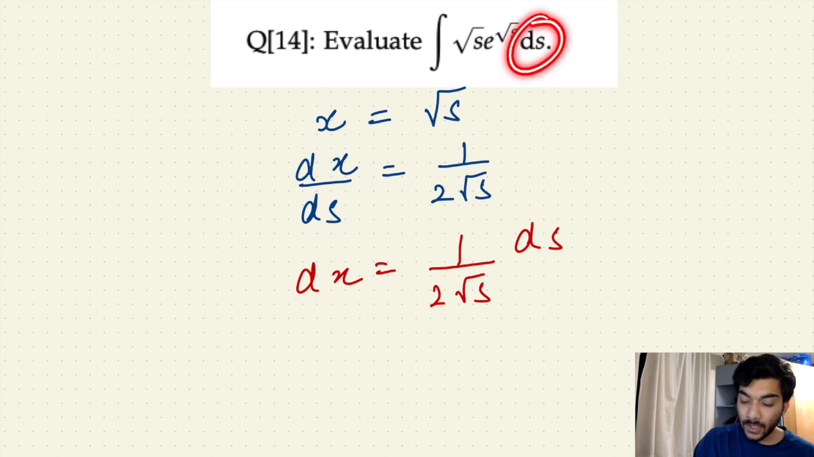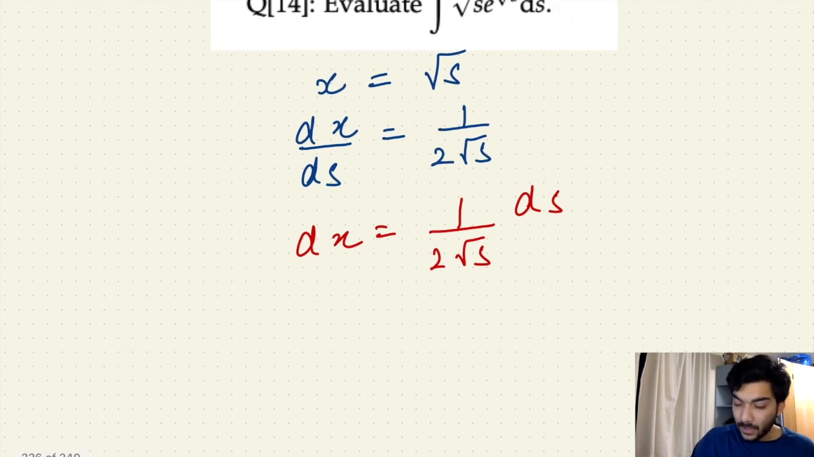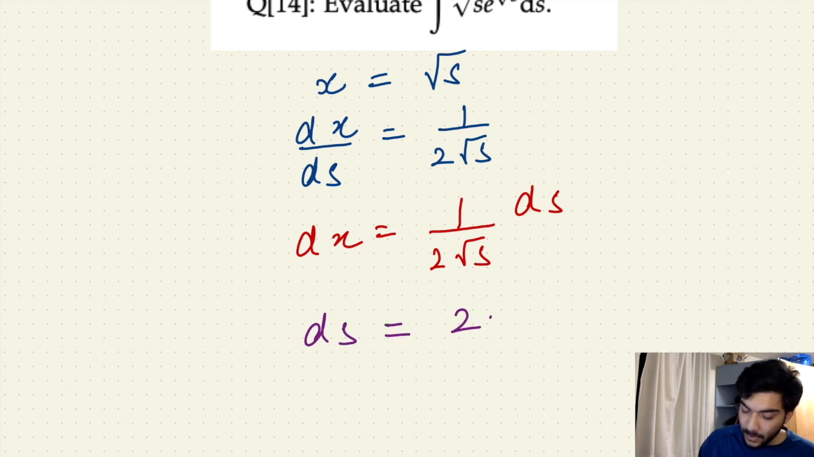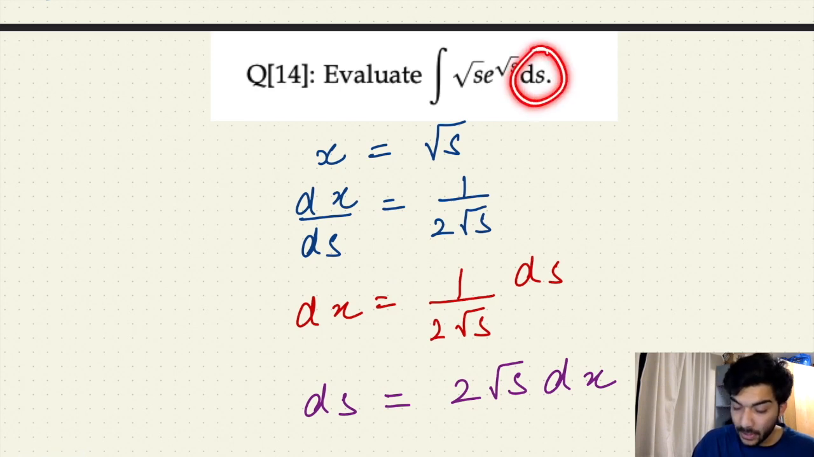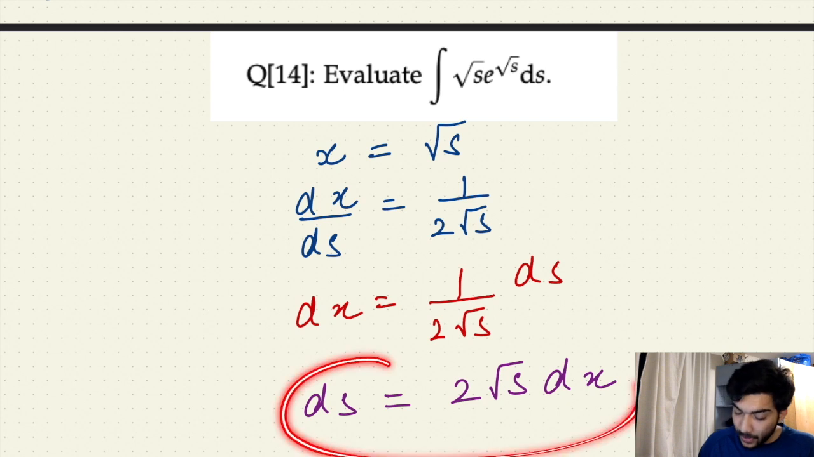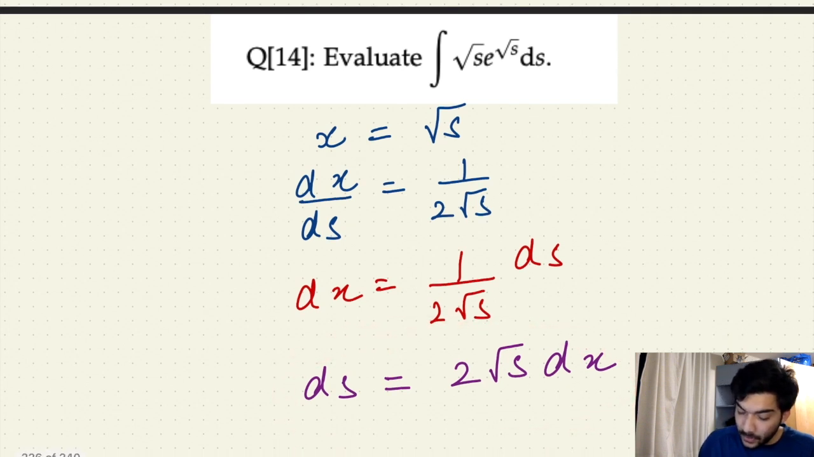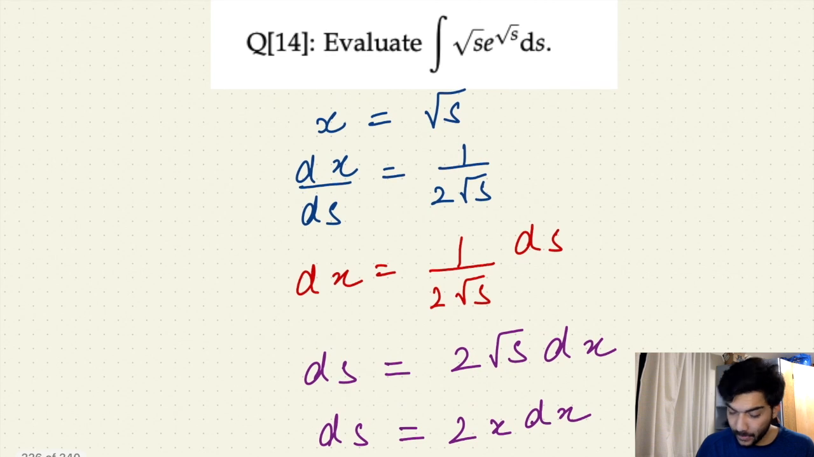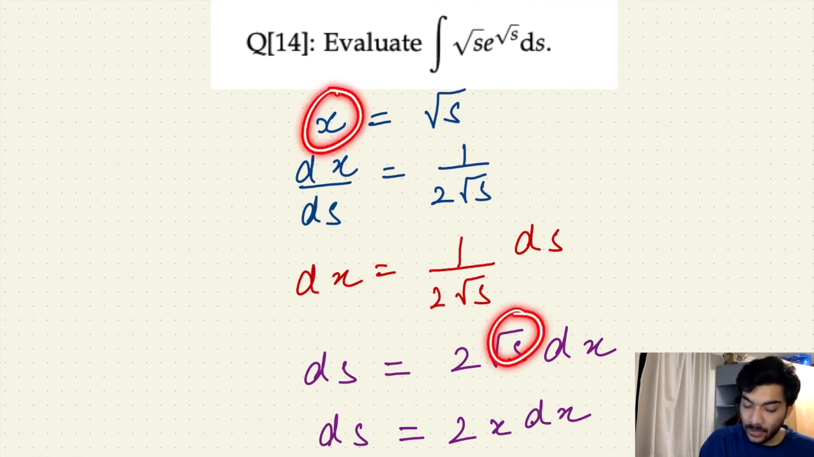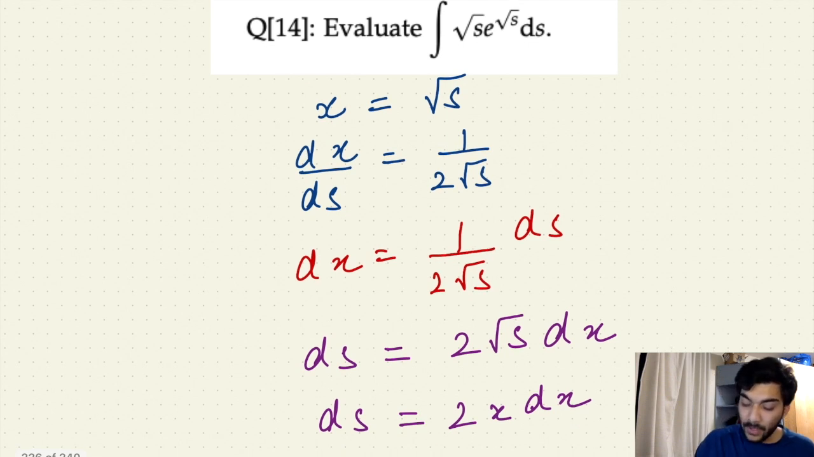But since we are substituting ds in this case, let's do the opposite thing. Let's calculate ds over here. So ds would be 2 root s dx in this case, right? So now since we are changing our ds in terms of dx, we have calculated the expression for ds, and we also know that since we assumed our root s function to be x, we can also write this ds as simply 2x dx over here, right? Because we assumed our root s function to be x in this case. So now we can simply convert this ds into 2x dx over here, right? And every occurrence of root s to x as well.